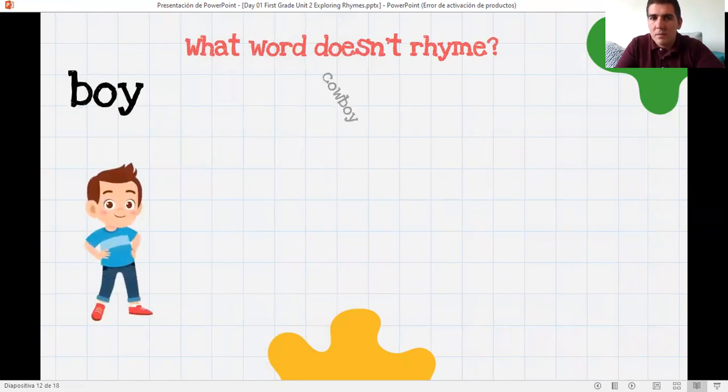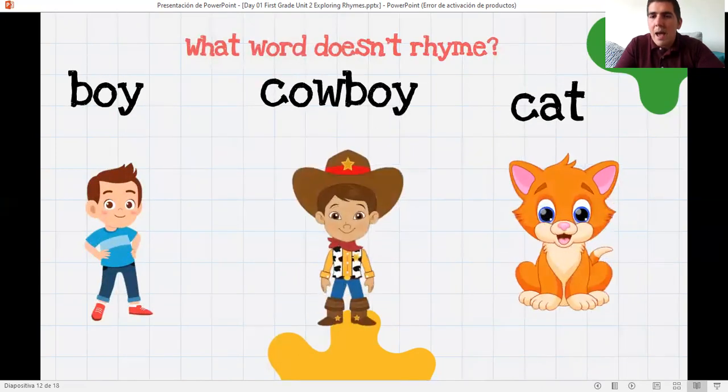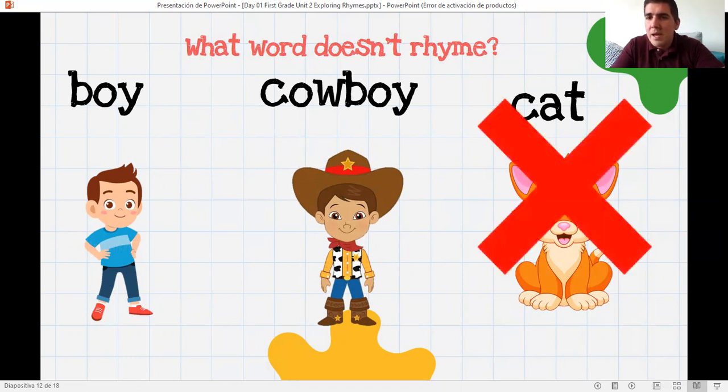Boy, cowboy, cat. What's the word that doesn't rhyme? That is correct. Cat. Cat doesn't belong to this group of rhymes. We have boy and cowboy, and cat doesn't end with oi, so it doesn't go here.